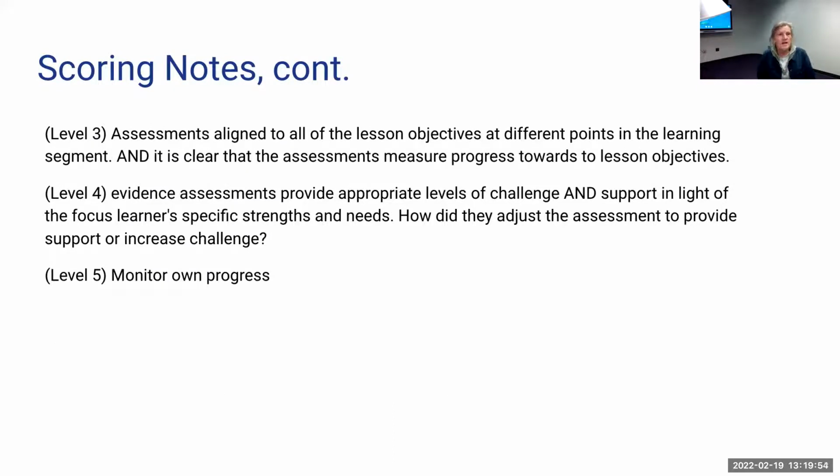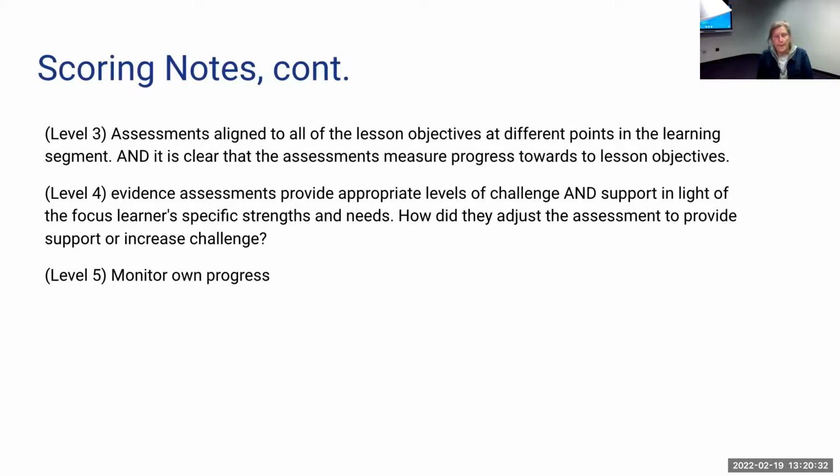For a level 3, you are going to have assessments that measurably measure how well the students get to the lesson objectives. And you explain how it's clear that the assessments measure that progress towards that lesson objective. So how you scored assessment 1 measure lesson objective 1? And then how did you score lesson 2? What was the measure that you used?